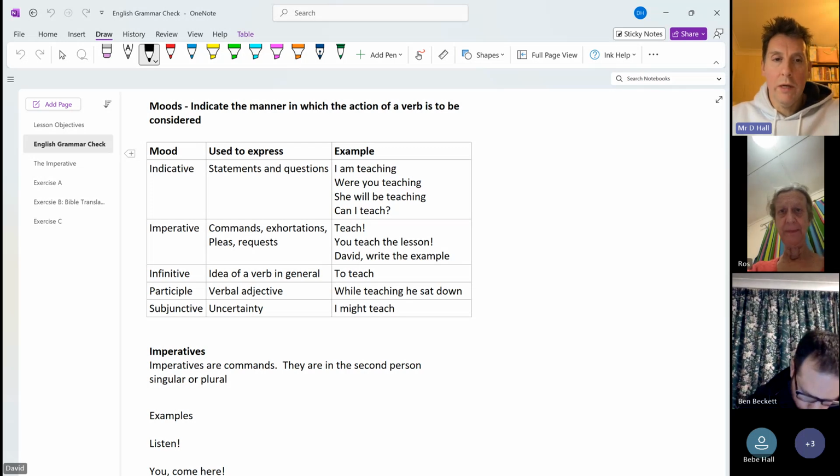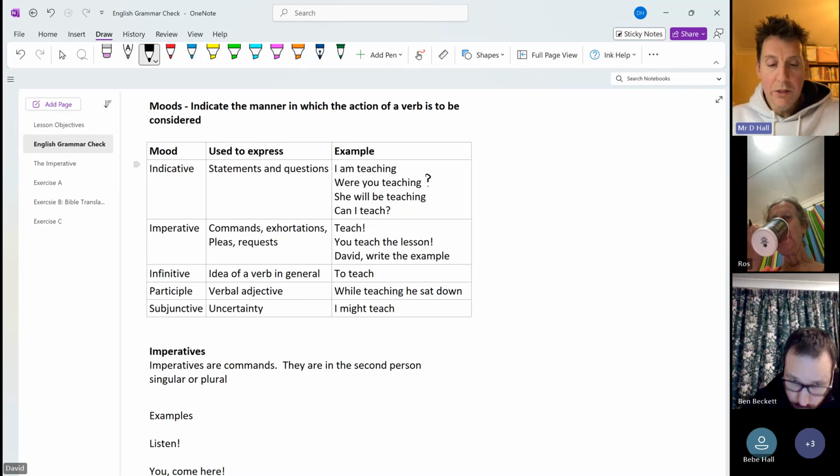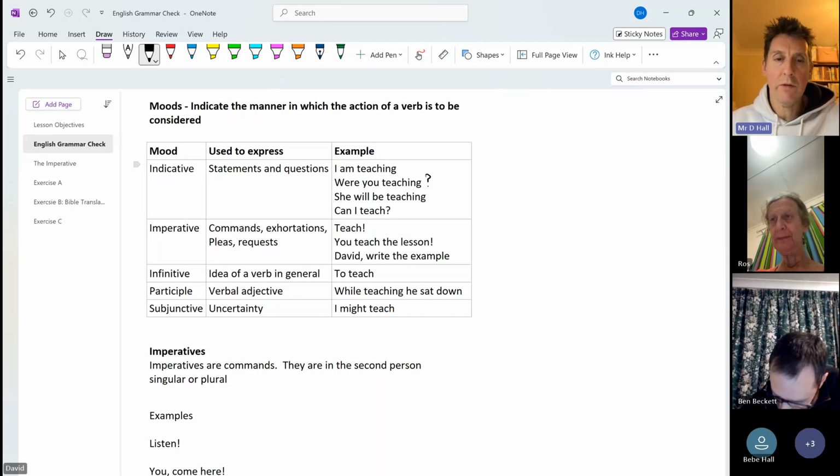Now, we haven't really talked in those terms, but we're going to categorize them like that now. So, for example, I am teaching, which is in the present tense. Were you teaching, which should have been a question with its question mark on it. She will be teaching, future. Can I teach? Or if I put you were teaching. So anything that just is a statement, a question that's being raised, something along those lines is known as the indicative case. But that's not the only way in which we express language.